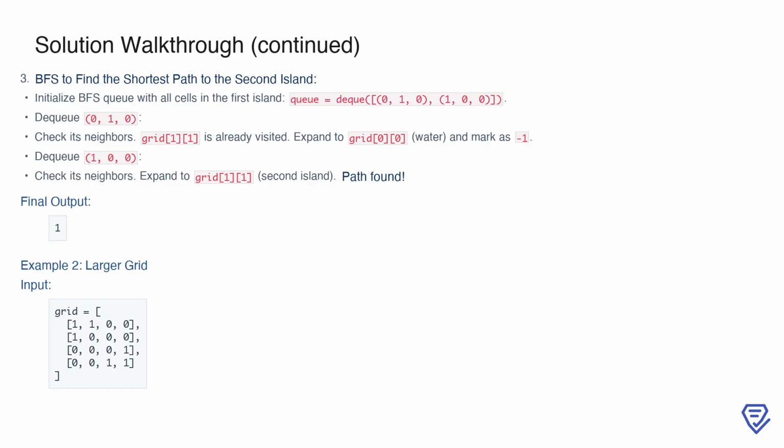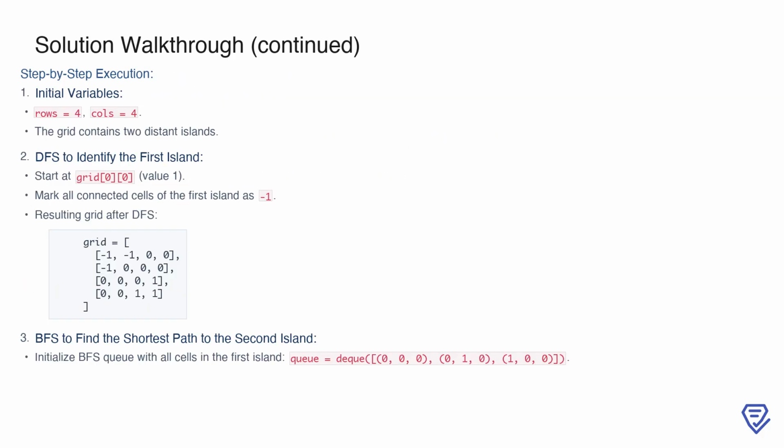Next, we dequeue (1, 0, 0) and examine its neighbors. Here, we find that one of its neighbors, grid[1][1], belongs to the second island. This means we've successfully found a path, and the shortest distance is 1. The final output for this example is therefore 1. Now, we move to a larger grid example, where the dimensions are 4 by 4. This grid contains 2 islands that are farther apart.